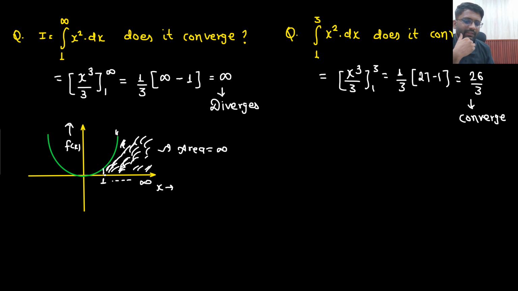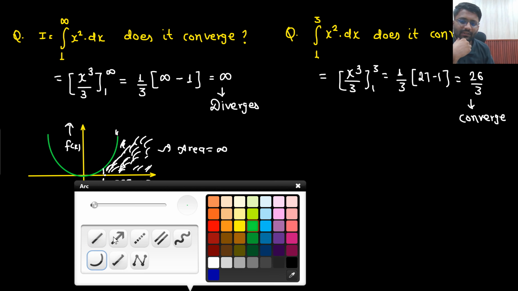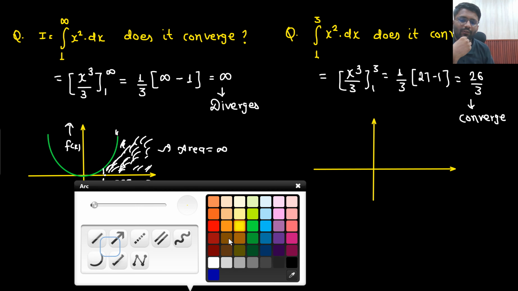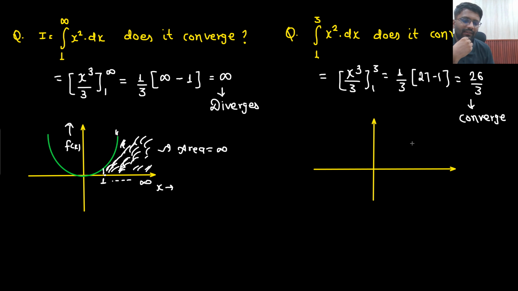What about this? Here also you will get the same graph. Make the same graph here as well. But this time you will integrate from 1 to 3. That means you will have a finite area. Let's just say this is your x equals 1 and this is your x equals 3. So from 1 to 3 you need to integrate, which is a finite area.